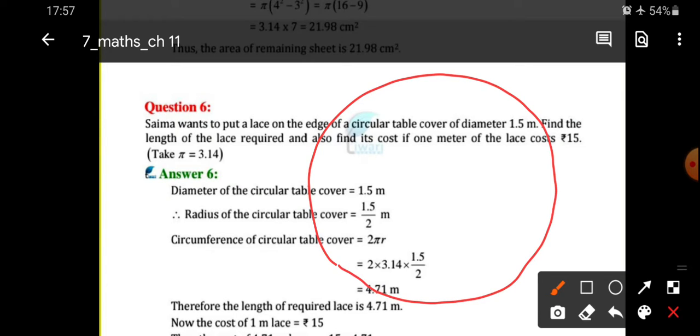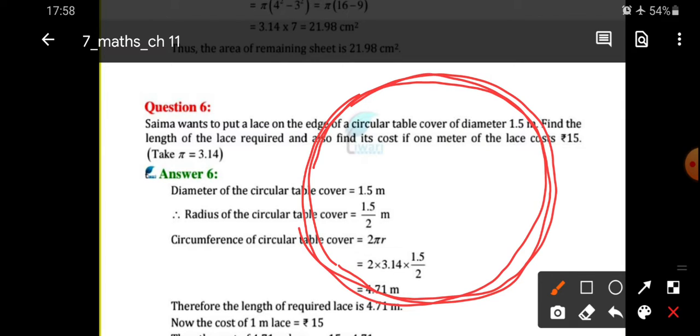This is the circular table. Now on this circular table, of the same length and diameter, there is a table cover. Now Saima wants to put lace around this circular table cover. So you need to find out the length of the lace. What is the length of this lace? How can we find it out? By finding the perimeter. It means perimeter, it means circumference.